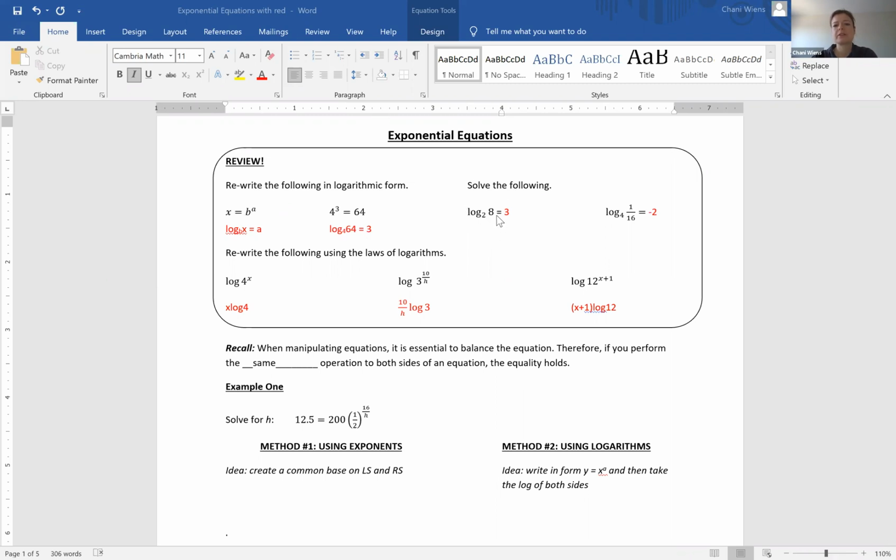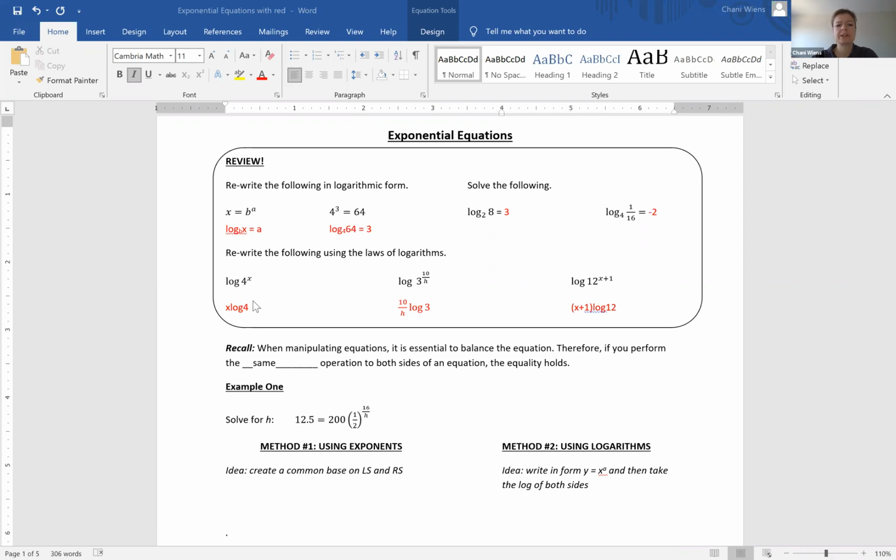So when you're solving for logs like this, you think 2 to the power of what equals 8. So it's 3. 4 to the power of what is 1 over 16. My first hint is that this is going to be a negative solution since I have a fraction, which flips the base. And so 4 squared is 16. So 4 to the negative 2 is 1 over 16.